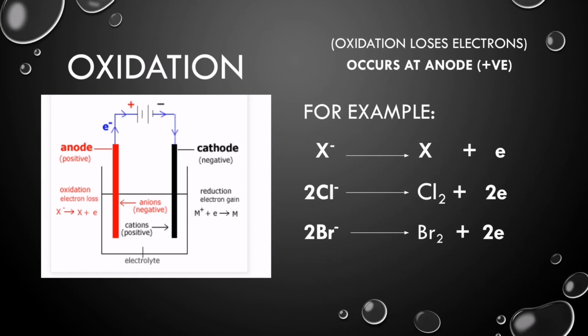Another example is there are two chloride ions. When it is oxidized, it forms chlorine gas and it loses two electrons. And for the last example, two bromide ions. When it is oxidized, it forms bromine gas and it loses two electrons. All of the three equations in this slide are called half equations, and all of the half equations are an example of oxidation reaction at anode.